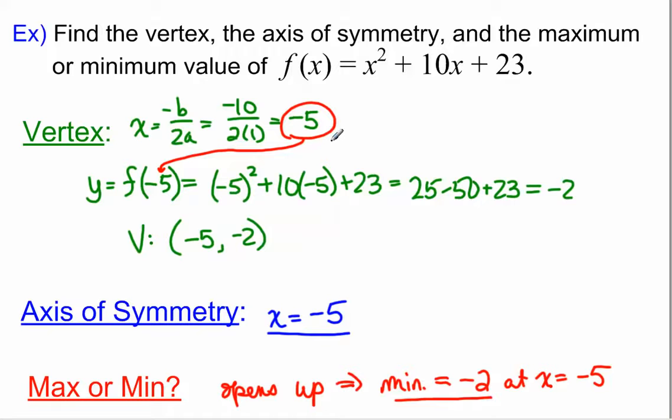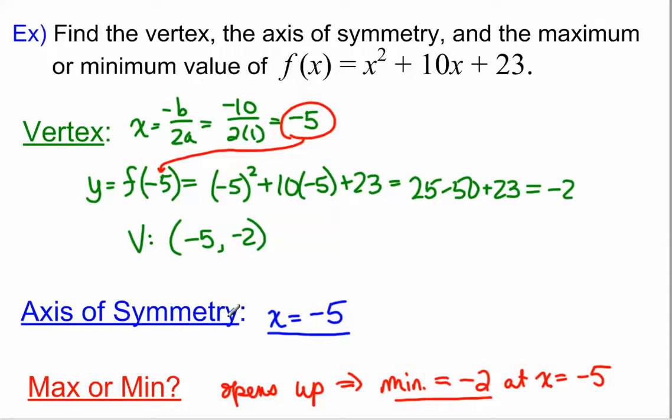The vertex is an ordered pair because it's a point on the graph, so I have to take this negative 5 and plug it into my function. Right? So negative 5 in place of these x's here. Negative 5 squared is going to be 25, plus 10 times negative 5, or minus 50, plus my 23 will result in an answer of negative 2. So the x and the y, negative 5, negative 2, is my vertex.